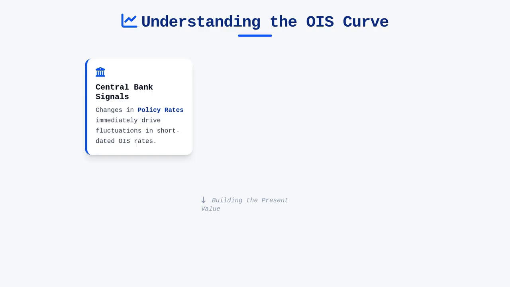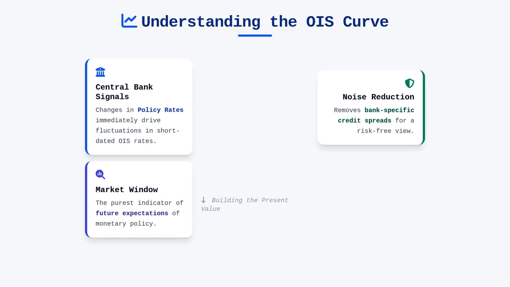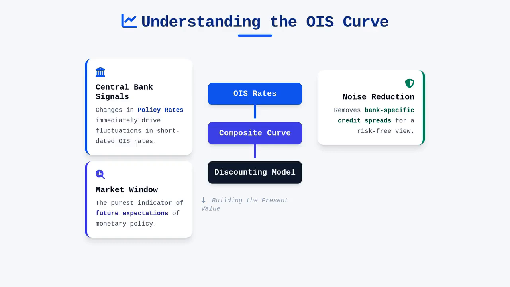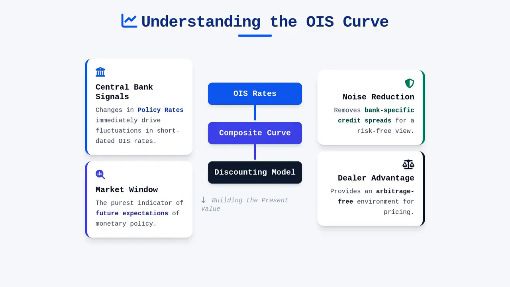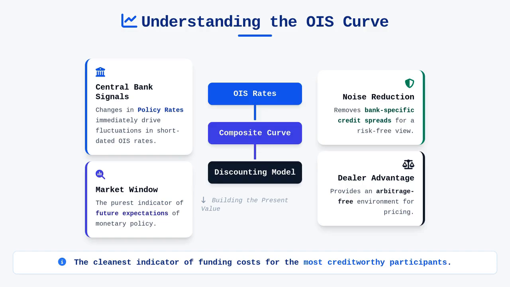This makes the OIS curve an essential tool for discounting future cash flows in derivative portfolios, as it removes the noise of bank-specific credit spreads. When we create a discount curve, we are essentially building a composite of OIS rates across various tenors to determine the present value of future obligations. For dealers, this provides a transparent, arbitrage-free environment for pricing credit risk-free instruments. Ultimately, the OIS market represents the cleanest indicator of the cost of funding for the most creditworthy participants in the financial system.